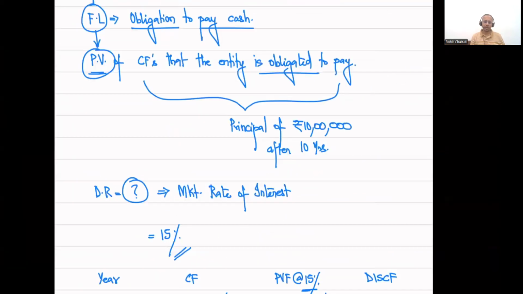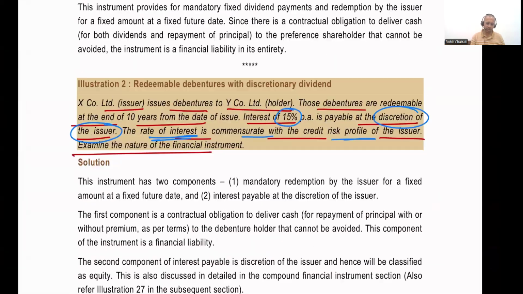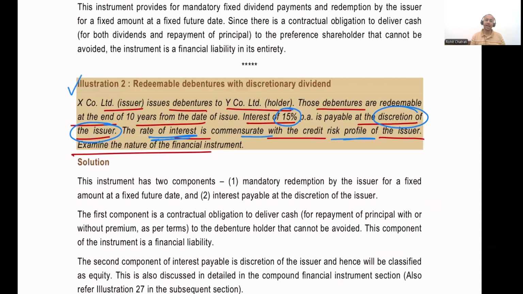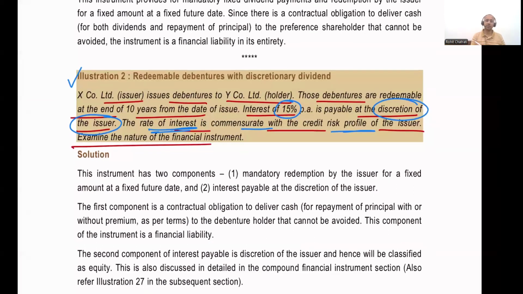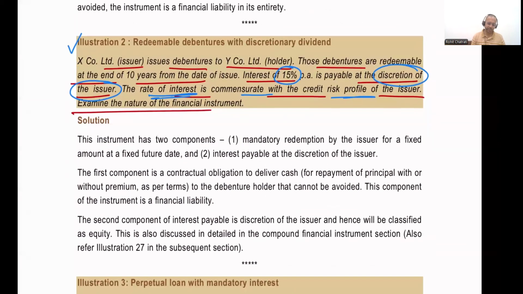Now with that, we are done with illustration number 2. Illustration number 25 is exactly the same as illustration number 2. Over here, the answer said to also refer to illustration 27. That is a printing mistake. It's actually illustration number 25. You can refer to illustration number 25 in the subsequent section, which is the same as illustration number 2.